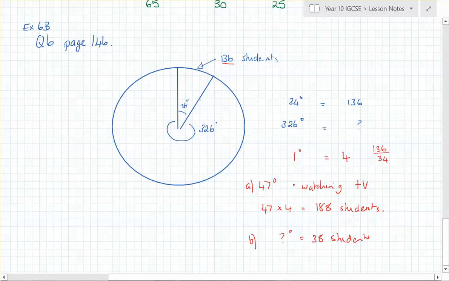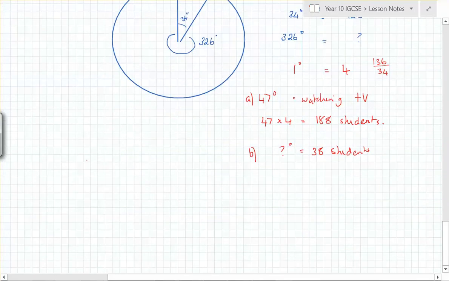It can be just 38 divided by 4. 38 divided by 4, because that'll tell me how many lots of 1 degree, I guess, right? Yeah? Okay, so if I do 38 divided by 4, what do I get? 9.5. Okay, so there's 9.5 lots of 4 in 38, so that means there must be 9.5 lots of 1 degree. So it's 9.5 degrees.